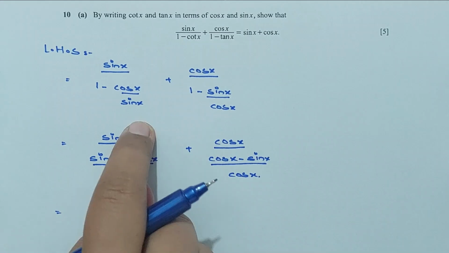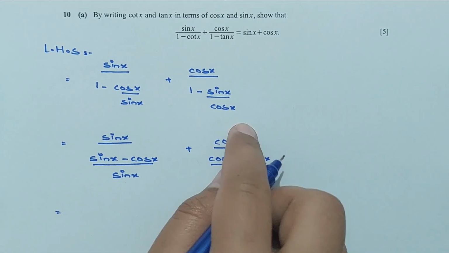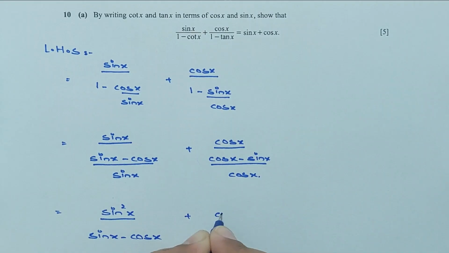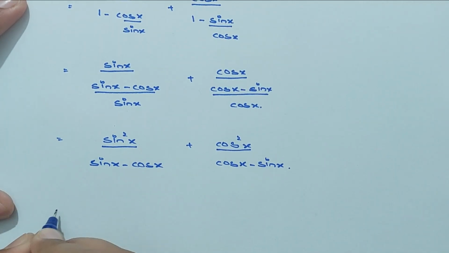Now we have to do the reciprocal. It's sine square and this is cos square. Sine square x over sin x minus cos x plus cos square x over cos x minus sin x, right? Or make the same denominators.